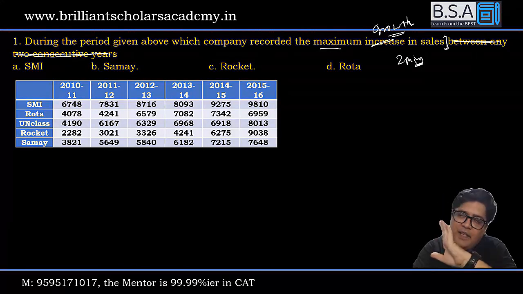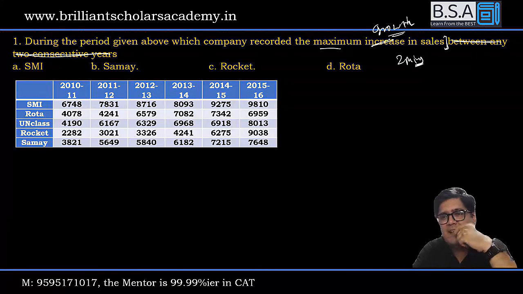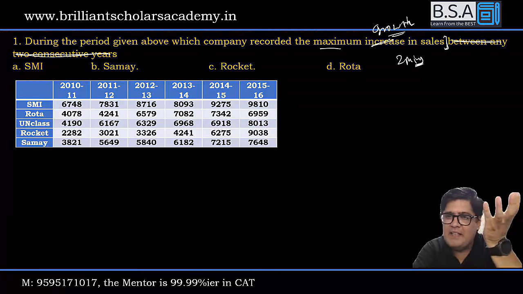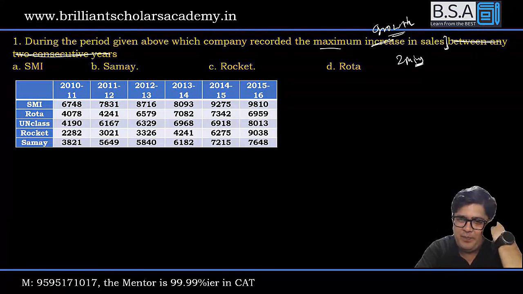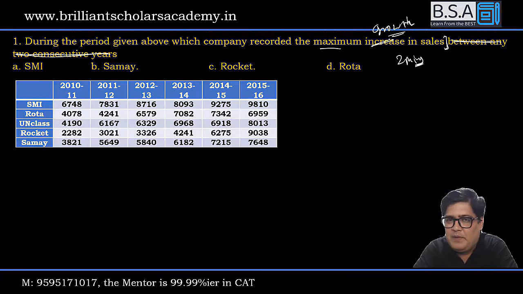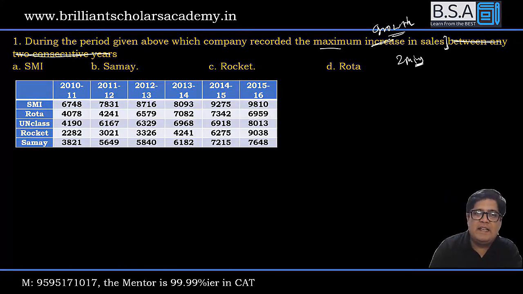The question is complete. In the given period, find the maximum growth in sales. That's enough. Which period is it? 2010-11 to 15-16. Who has the maximum growth?